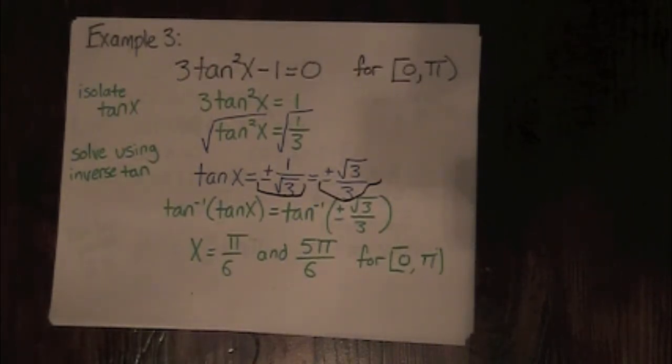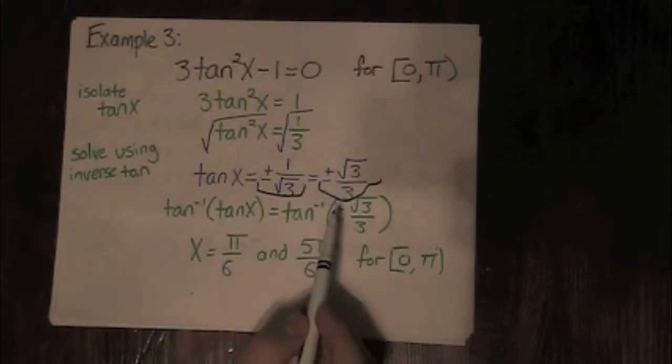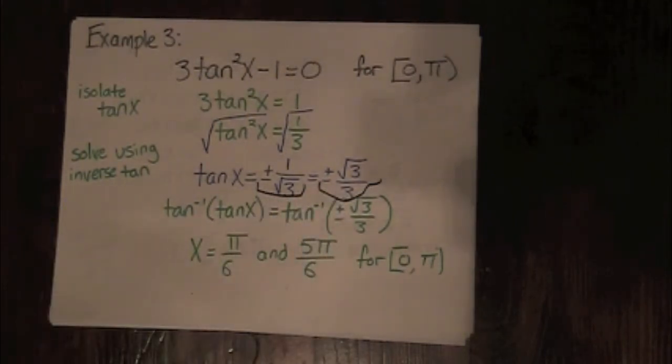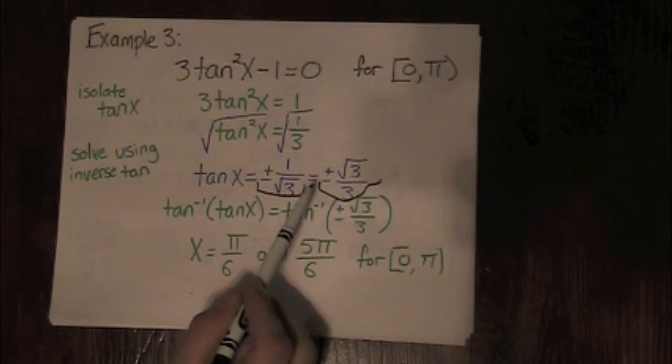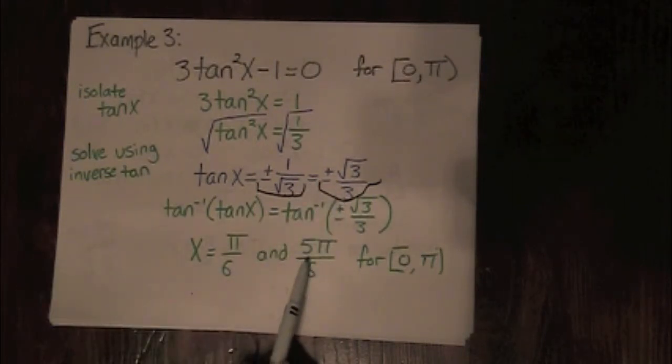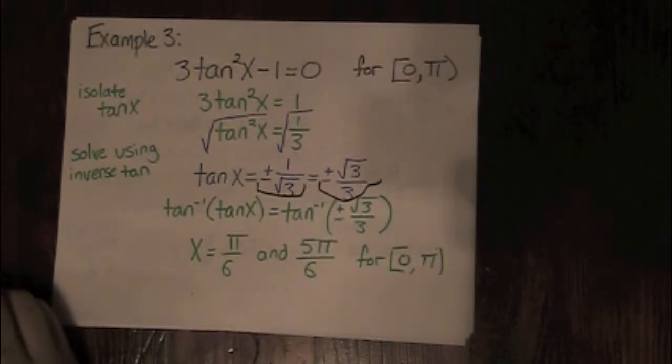If we take the arctangent of both sides, we come up with a solution for the positive and a solution for the negative. We have pi over 6 equals x for the positive, square root of 3 over 3, and 5 pi over 6 equals x for the negative square root of 3 over 3.